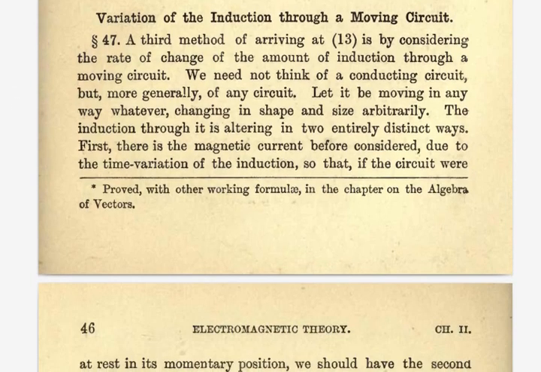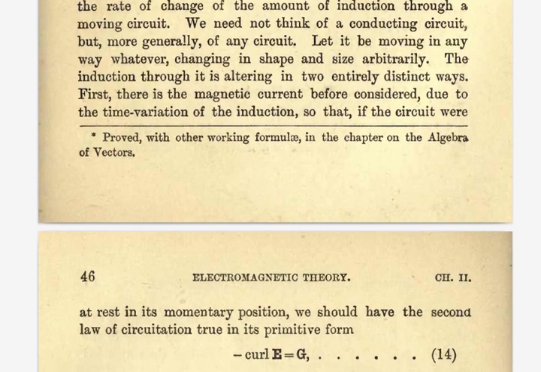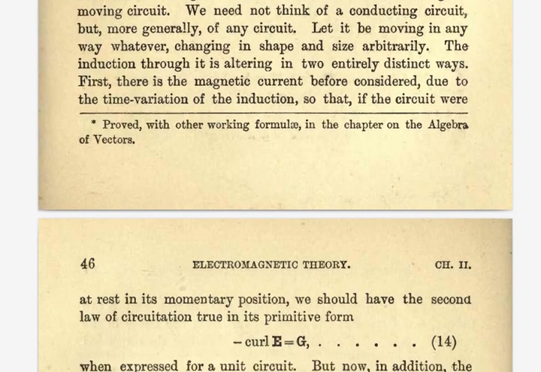47. A third method of arriving at equation 13 is by considering the rate of change of the amount of induction through a moving circuit. We need not think of a conducting circuit, but more generally of any circuit. Let it be moving in any way whatever, changing in shape and size arbitrarily. The induction through it is altering in two entirely distinct ways.